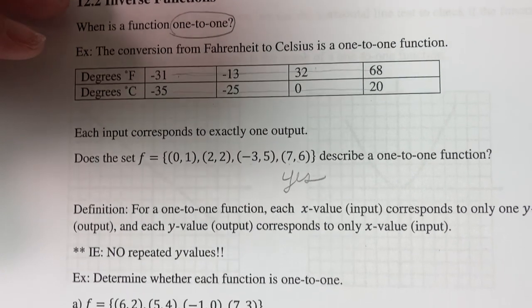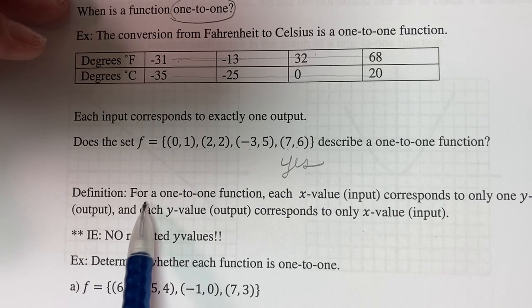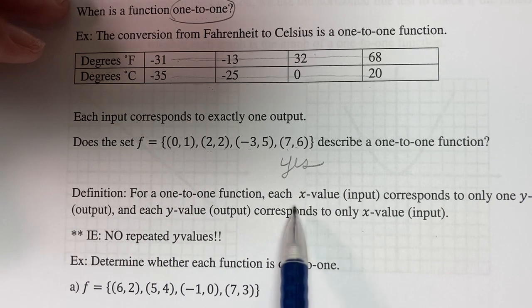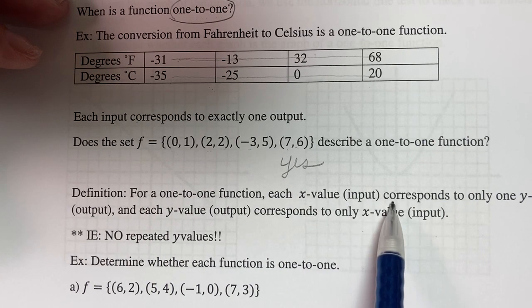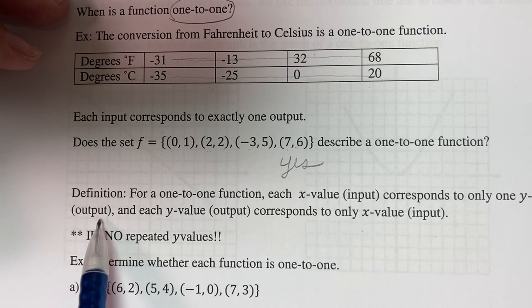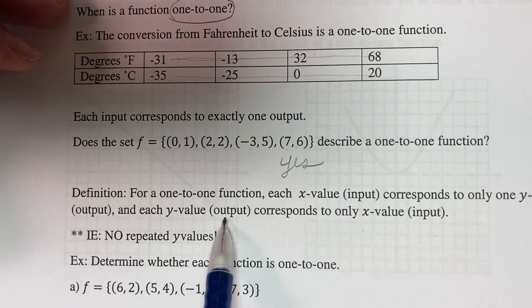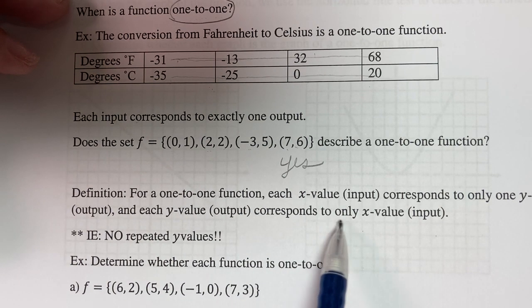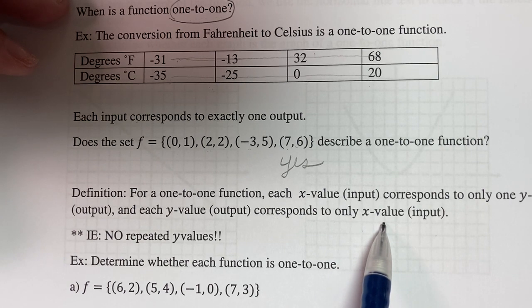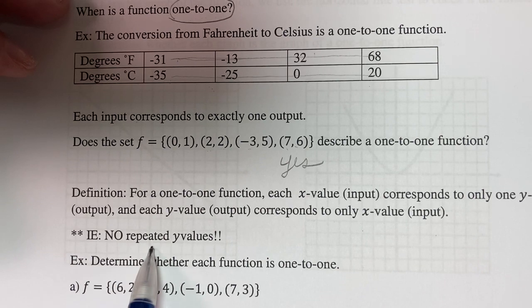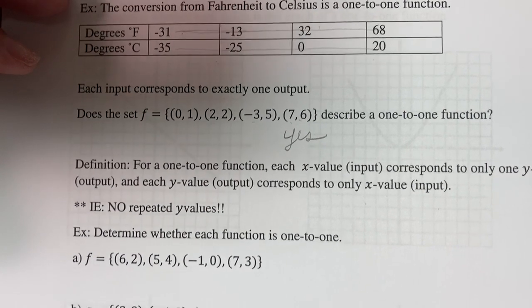The actual mathematical definition says for a one-to-one function, each x value corresponds to one and only one y value. Okay, so that's actually the definition of function. And though each y value corresponds to only one x value. That's what makes it one-to-one. No y values are repeated.